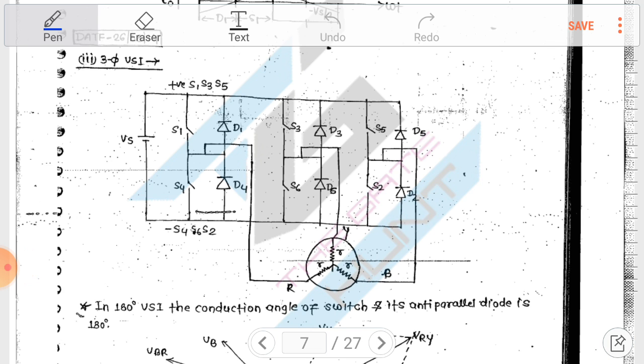Here are 6 switches and 6 diodes used to connect a single DC source with voltage Vs and a 3-phase star load with phases R, Y, B having resistive load with resistance small r. The switches used are divided into two parts. First one is the upper part, second one is the lower part.